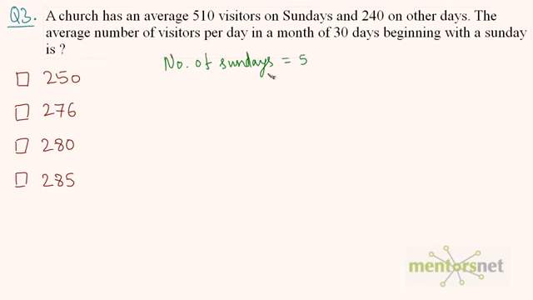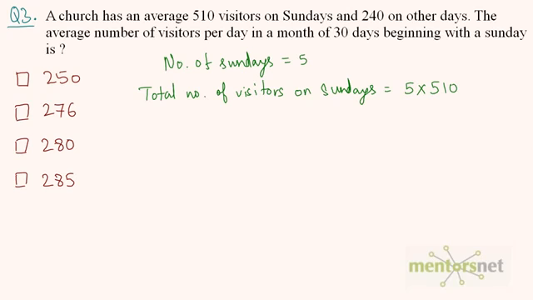In a normal month, the total number of Sundays is 4, but this month is beginning with a Sunday. So the number of Sundays is 5. So we have 510 visitors each Sunday. So the total number of visitors on Sundays is equal to 5 times 510. Each Sunday we have 510 visitors, total number of Sundays is 5, so all combined, the total number of visitors will be 5 times 510.